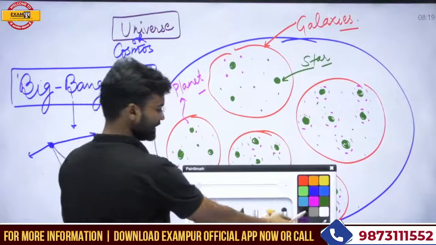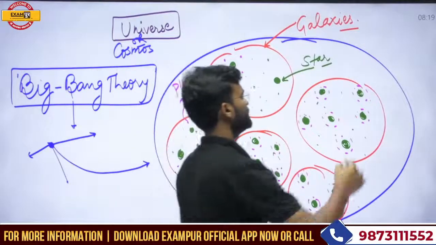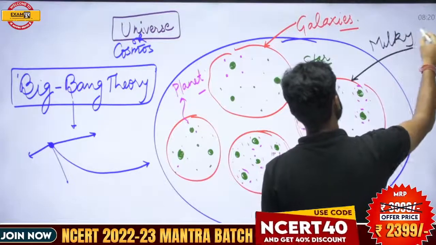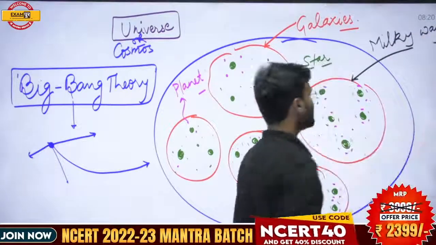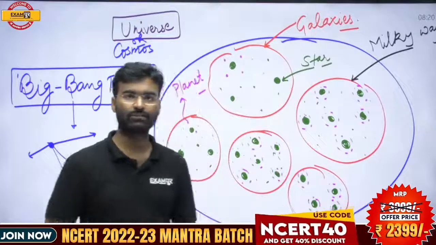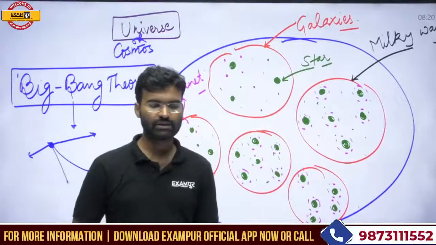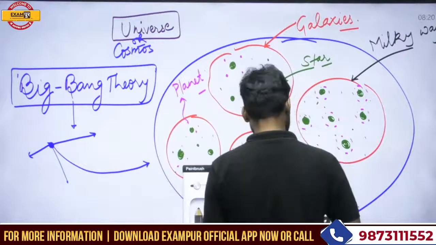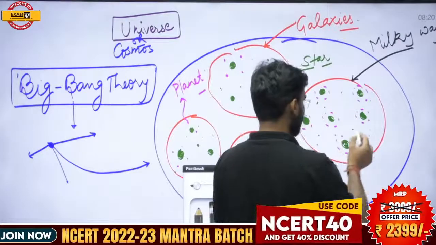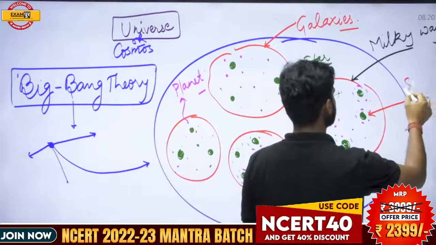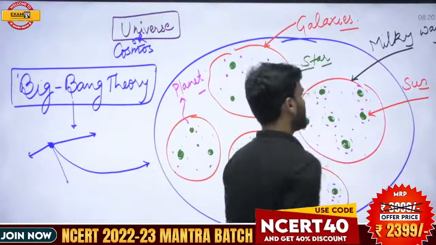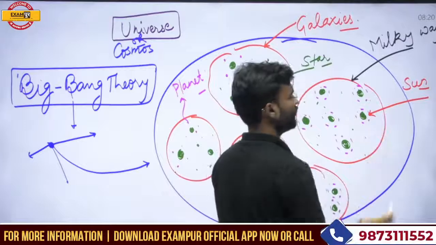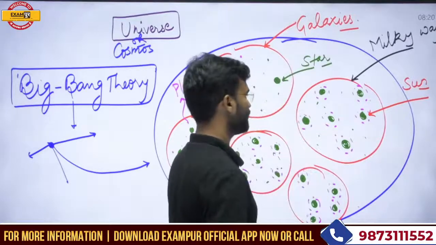Suppose the galaxy that belongs to us is called the Milky Way. Suppose this one is our galaxy. This is the Milky Way. So the Milky Way has many stars, many solar systems, and among many solar systems, one solar system is related to us. Suppose this is our star, that is the sun. And around this sun, 8 planets are revolving, and many other celestial objects are also revolving.